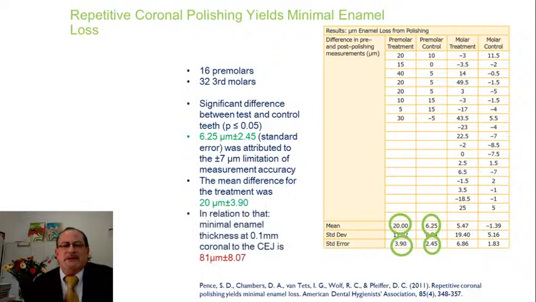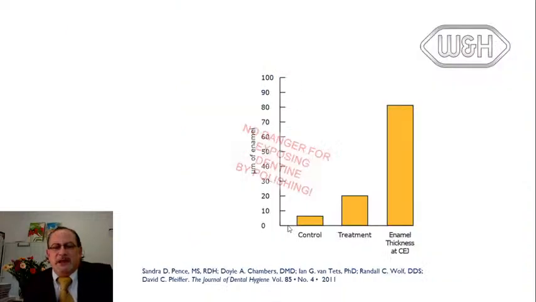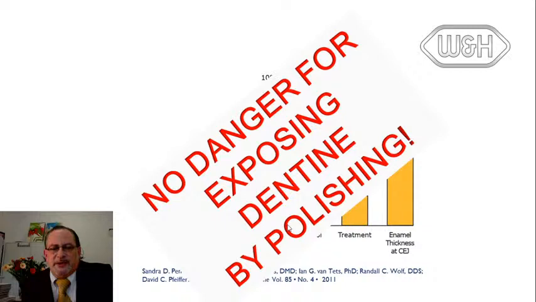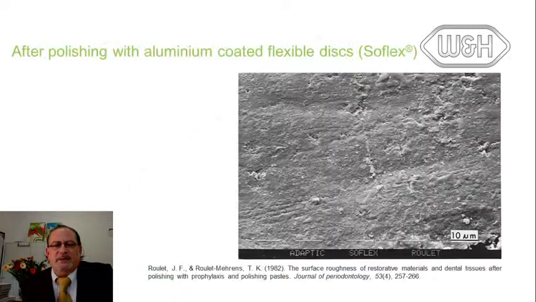In relation to that, minimal enamel thickness at 0.1 millimeter coronal to the cementum enamel junction is 81 micrometers. So we can say in relation to that, going to professional tooth cleaning for 25 years, twice a year, leads to 20 micrometers of enamel loss. So there is no danger of exposing dentin by polishing.